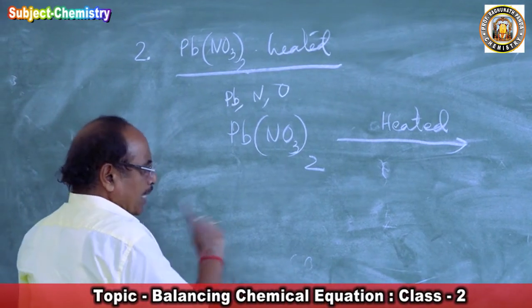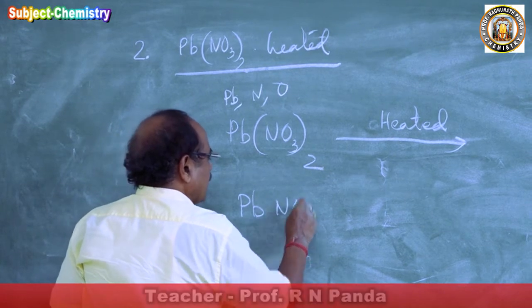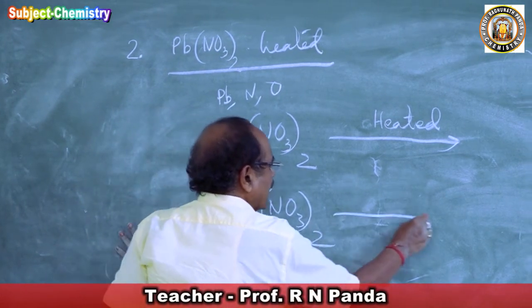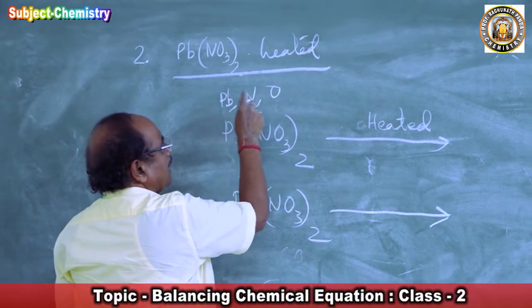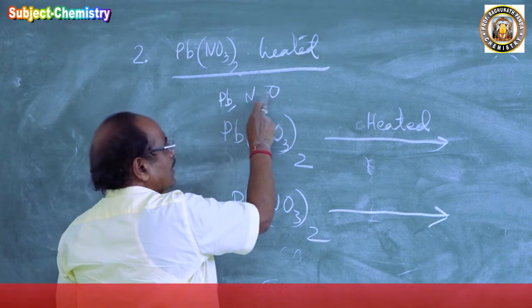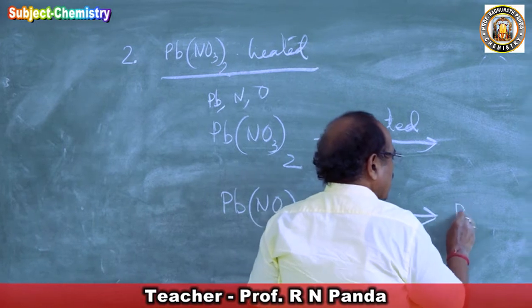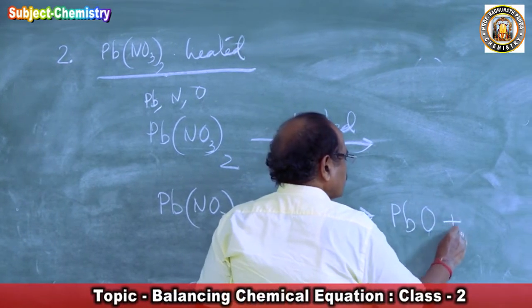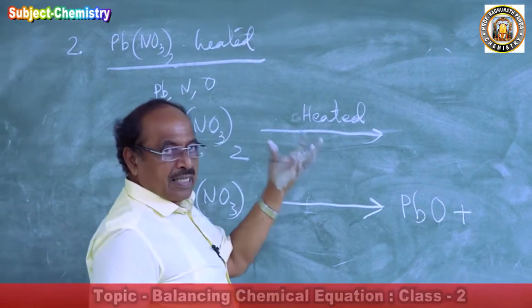So we will first write the skeleton equation, lead nitrate, Pb(NO3)2. What will the product be? Now lead and oxygen will react because oxygen is more negative than nitrogen. So lead will go to oxygen, and they will form lead oxide. Then more oxygen is there.